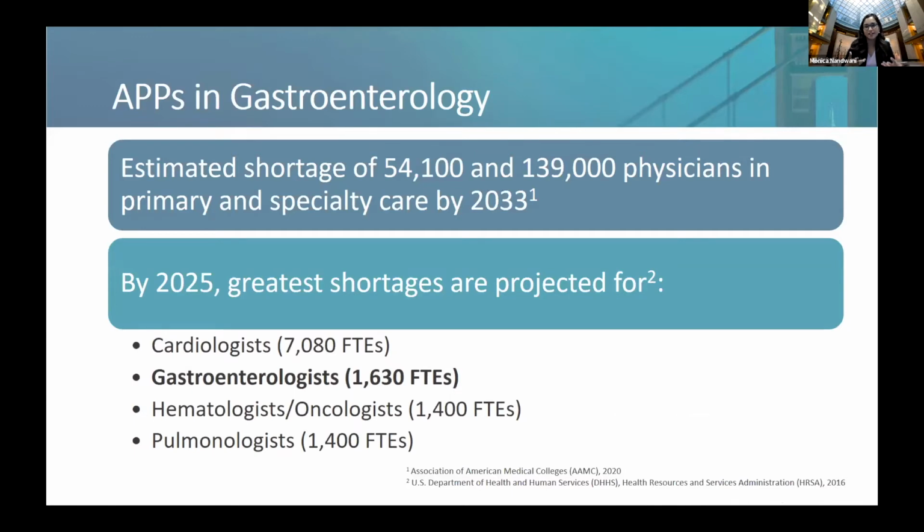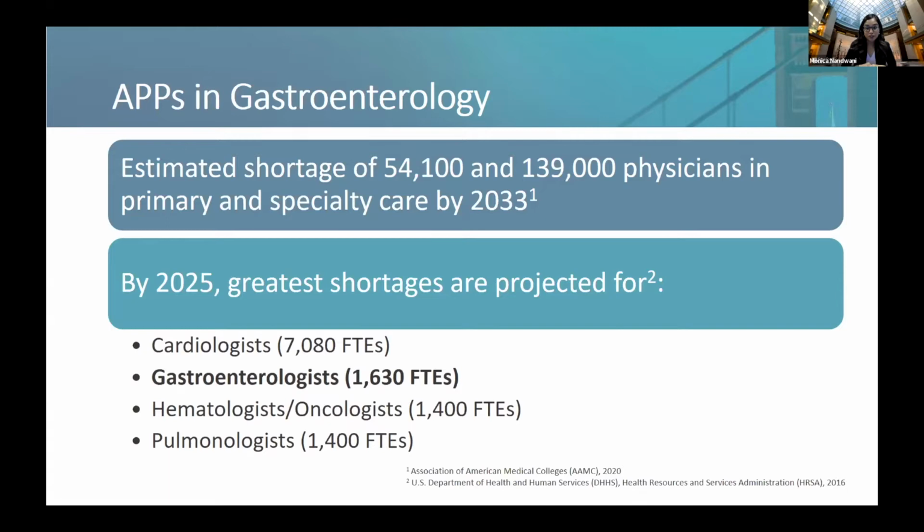And so why are we talking about APPs in gastroenterology? So as many of you know, there is an estimated shortage of primary care physicians, about 54,000, and specialty care physicians, about 139,000, according to the Association of American Medical Colleges. Now, I knew I was going to be presenting to a group of gastroenterology clinicians, so I really wanted to dig a little deeper and look at what the specific shortages were for subspecialties. And if you look at the U.S.